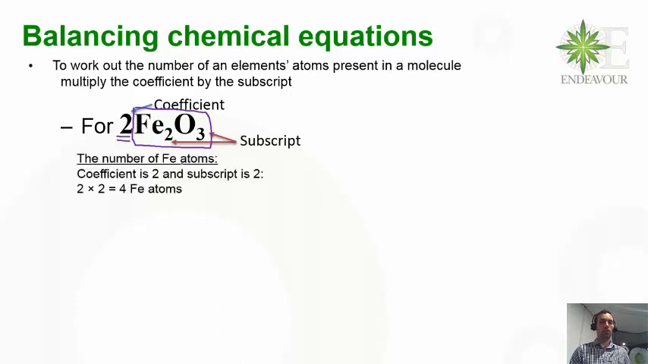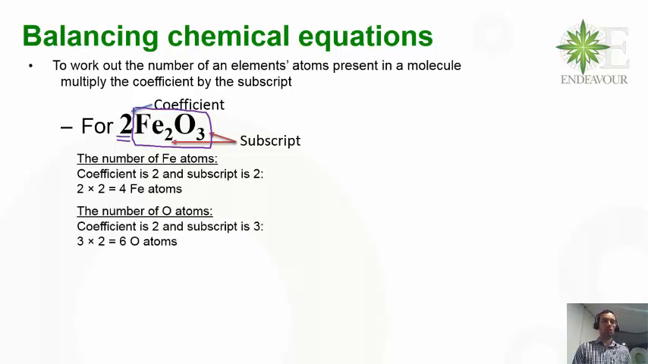So for the number of Fe atoms in 2 of these molecules, we'll do 2 times 2. So the coefficient of 2 is times by the subscript of 2, which tells us that there's going to be 4 Fe atoms represented there. Do the same thing for oxygen, times the coefficient of 2 by the subscript of oxygen, which is 3. So 2 times 3 is 6, which gives us 6 oxygen atoms.